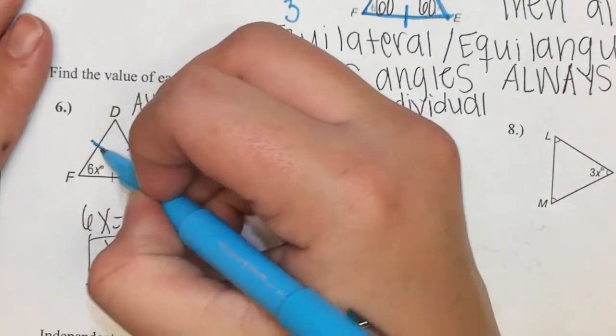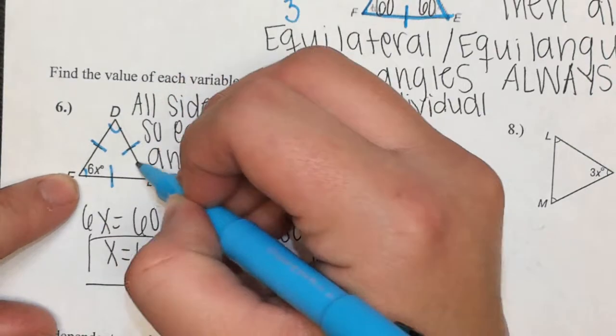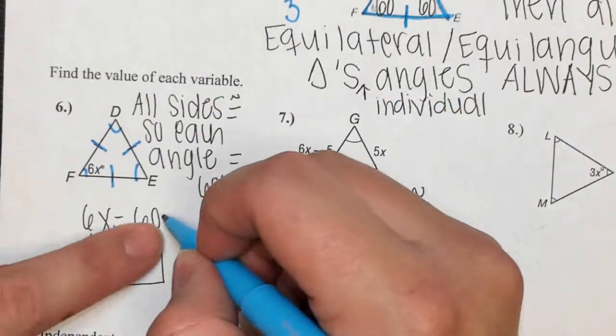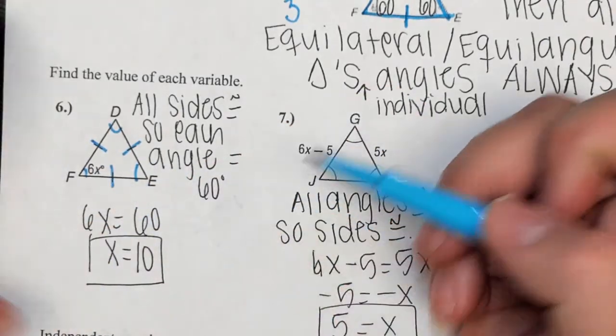So number 6. I know all the sides are the same. So if all the sides are the same, all the angles are the same. If all the angles are the same, then each angle is equal to 60. So to solve for x, you set 6x equal to 60.